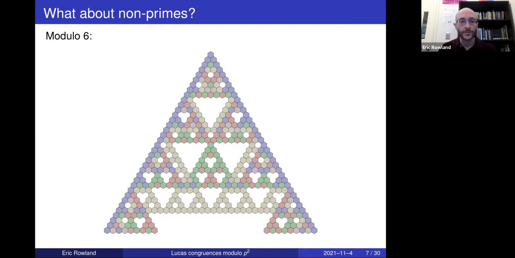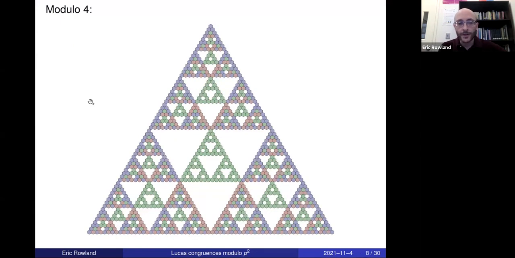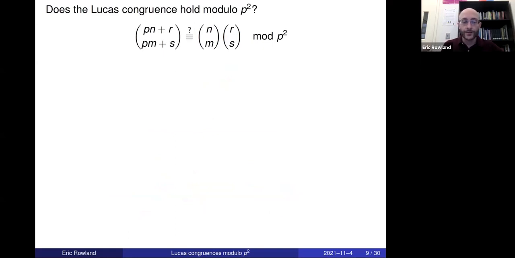So it seems like there's no hope for a version of Lucas theorem modulo 6, but modulo 4, there's only one prime running around. And so there's a little bit more hope. So we might ask, does the original Lucas congruence hold if we just bump up the exponent? So keep everything else the same, and we just want it to hold mod p squared instead of mod p.